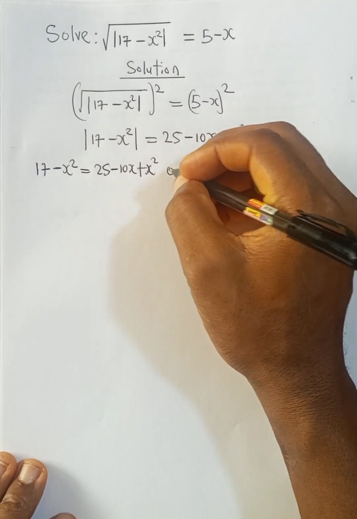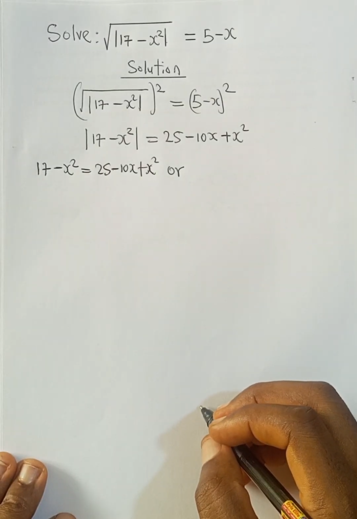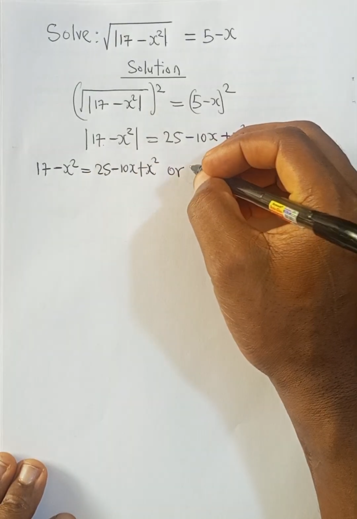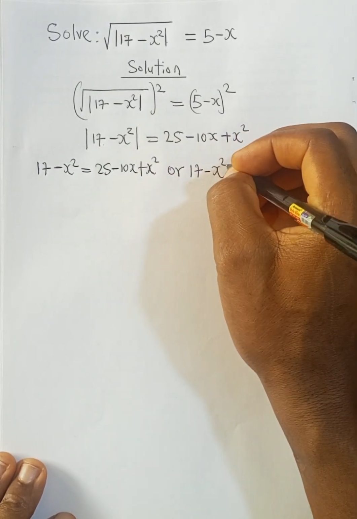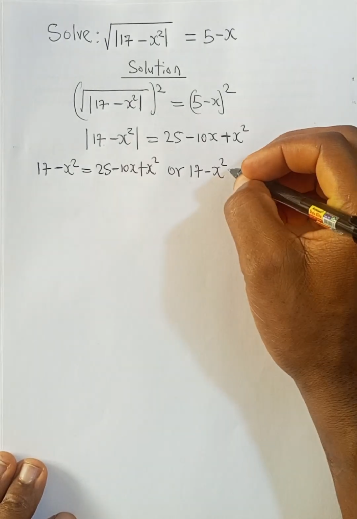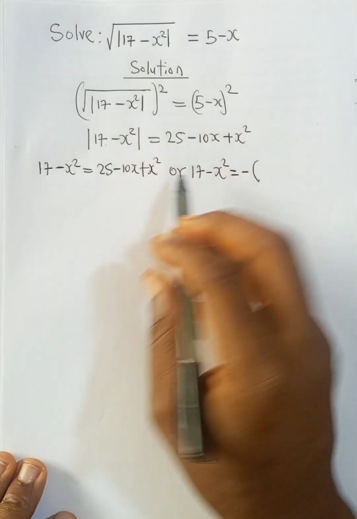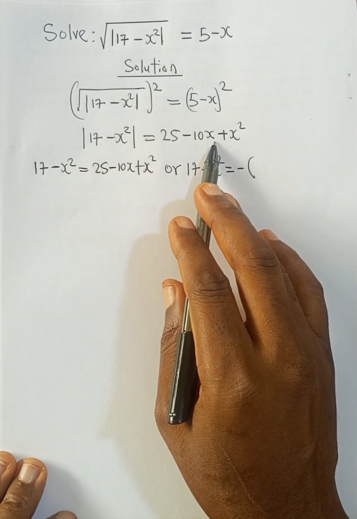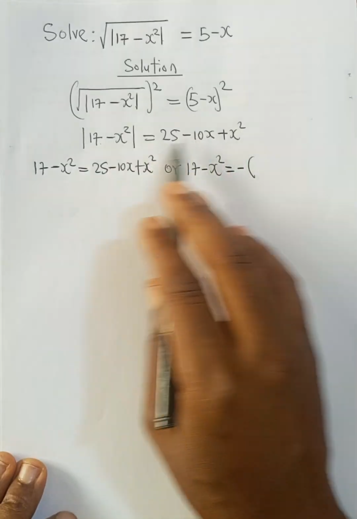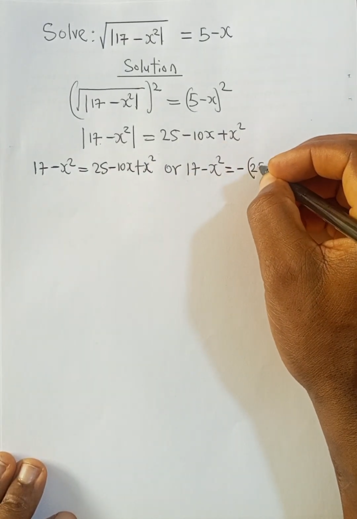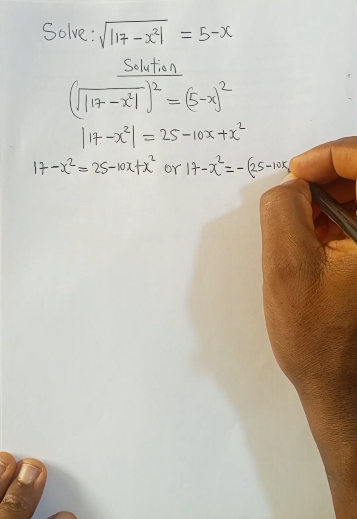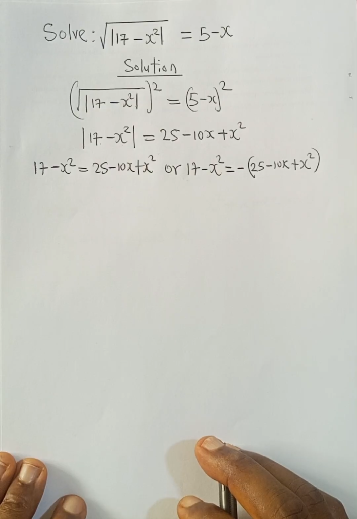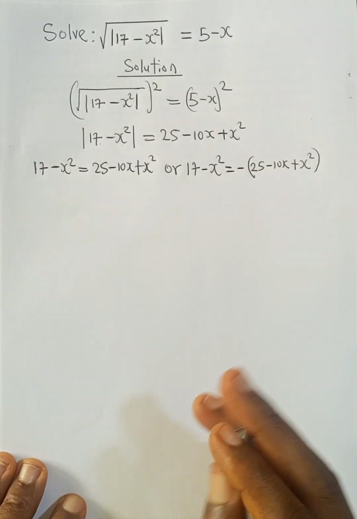The second possibility, that is why I'm putting "or" there now, is this same expression inside the absolute value, 17 minus x squared. This time around it is equal to minus everything here. The first one is this equals to this. The second one is this equals to minus times everything on the right hand side. Are you following? That is what I just did. So we'll solve both of them to arrive at the answer.